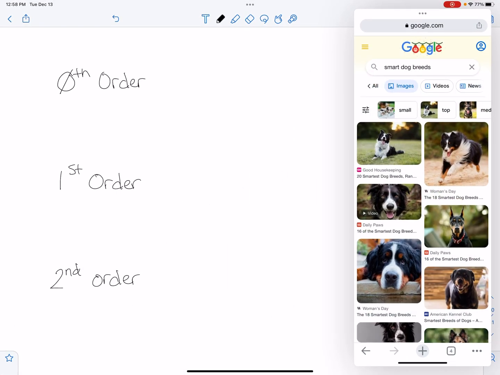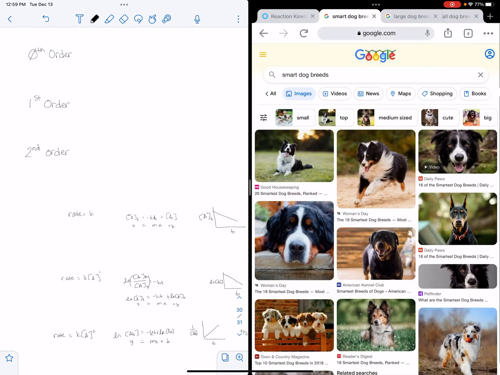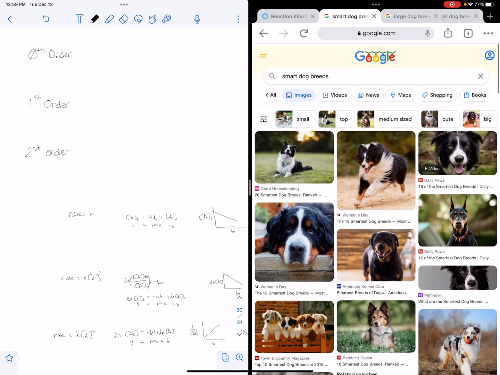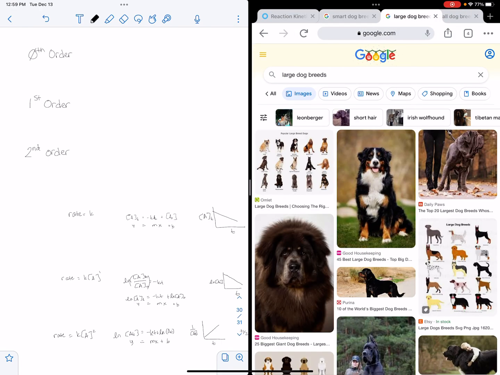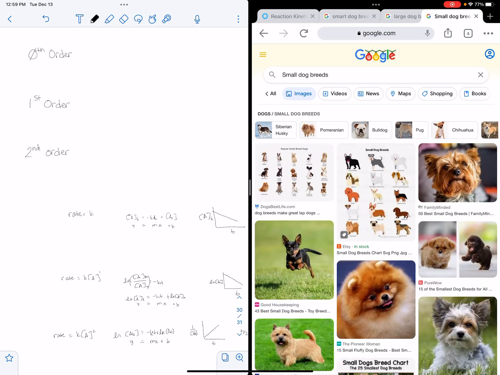So let's say you want to get a dog. Well, let's see. What about a smart dog breed? Are you looking for a smart dog breed? Then you might choose and categorize some of these dogs. But what if you were looking for a large dog breed? Well, then you might go with some of these ones. Or what if you were looking for a small dog breed? You might go with some of these ones.